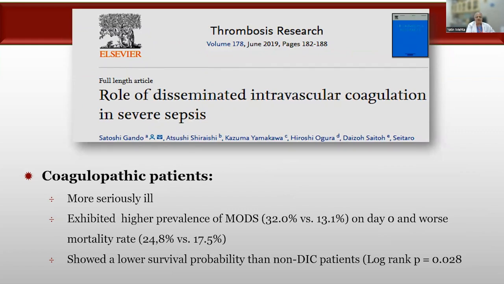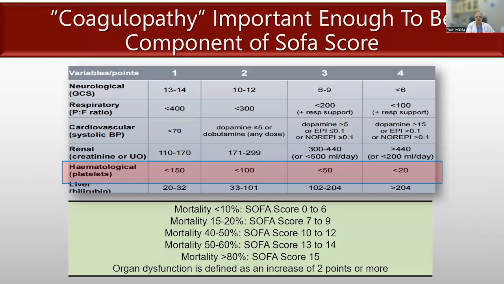So what is the role of DIC in severe sepsis? Well, these are sicker patients of sepsis. They have more multi-organ dysfunction syndrome, and they are sicker patients. Because of that, they have longer ICU and hospital stay and higher mortality. As you can see here, if you look at the severity scoring, the SOFA score is the commonest one used, and platelet count plays an important role in SOFA scoring.